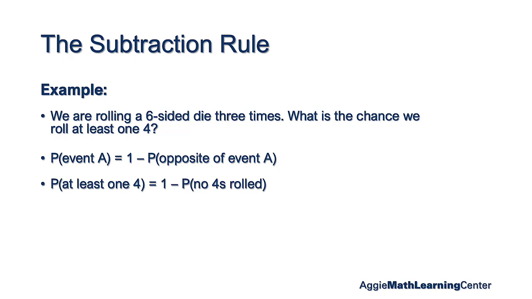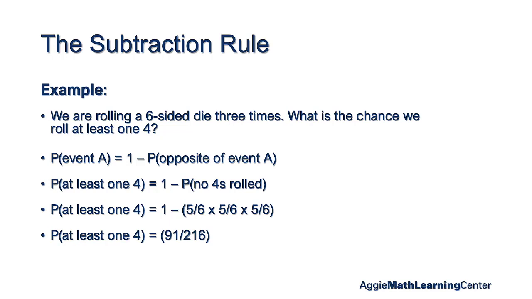Now that we have written everything out, we can begin substituting in actual numbers. The probability of rolling a 4 on a 6-sided die is 1 out of 6. Therefore, there is a 5 out of 6 chance to roll any number besides a 4. We will multiply 5 over 6 by itself 3 times, since we also must observe the independent multiplication rule, as we are rolling this die 3 times. Now, all that's left to do is solve. When we multiply 5 over 6 by itself 3 times and then subtract that value from 1, we get an answer of 91 over 216.